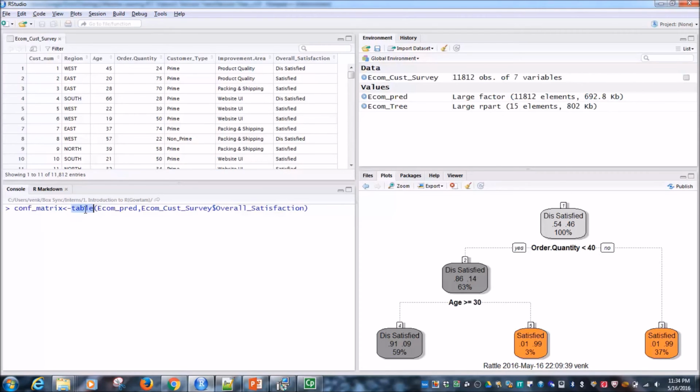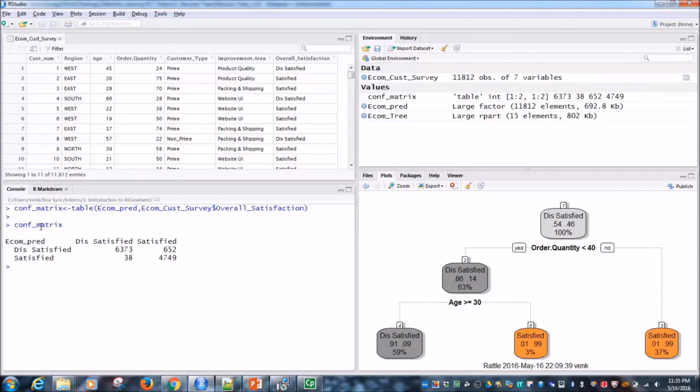I have a function table. I'm using predicted values and the actual values are from the e-commerce customer survey. In that data set, the overall satisfaction is my actual value. I have predicted values. I'm just keeping them in the form of a table, and this whole table I'm storing in the confusion matrix object. So now I'll try to print this confusion matrix. This is the confusion matrix.